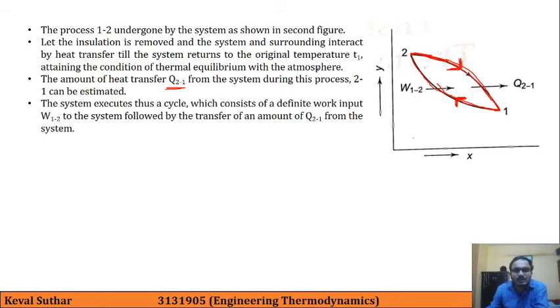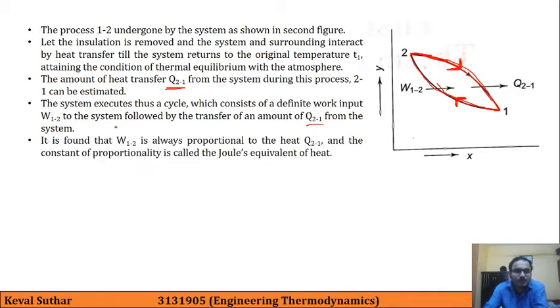So now the system executes a cycle because it has returned to its original state 1, which consists of definite work input W1-2 followed by a transfer of an amount Q2-1 from the system. It is found that W1-2 is always proportional to the heat Q2-1, and the constant of proportionality is called Joule's equivalent of heat.